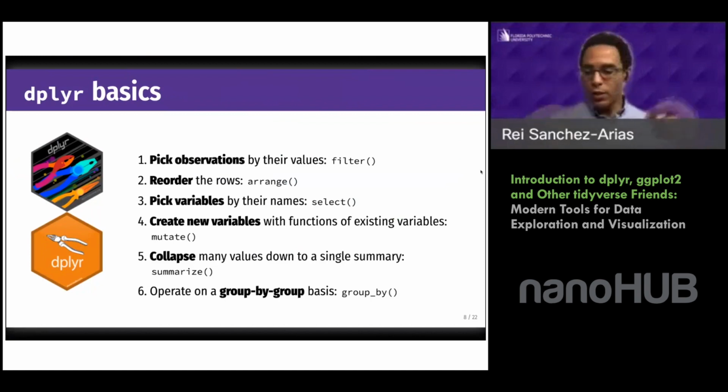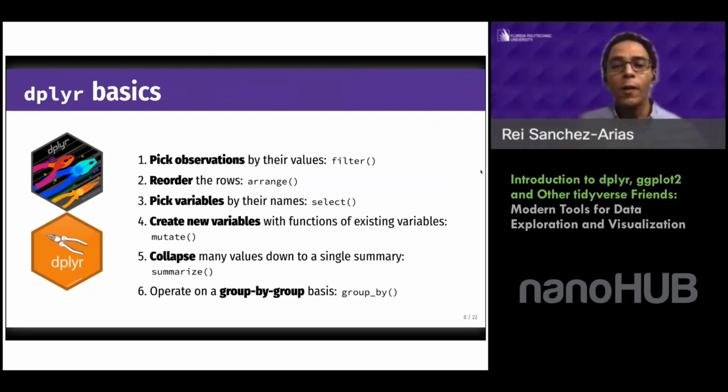I may want to select different columns by their names, because maybe you're given a data set that has 20 columns, but you're only going to use 5 for your analysis. So use a function called select. You may want to create new variables because, for example, temperature may be measured in Celsius, and you want to make that in Fahrenheit degrees. For that, you use a function called mutate.